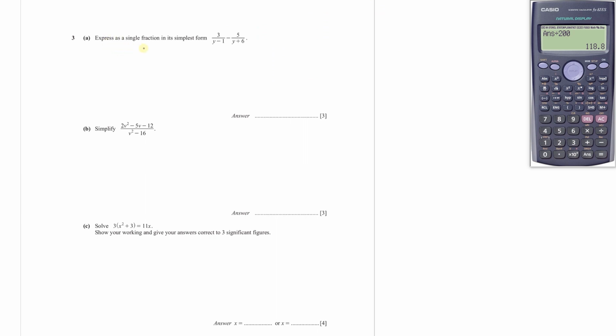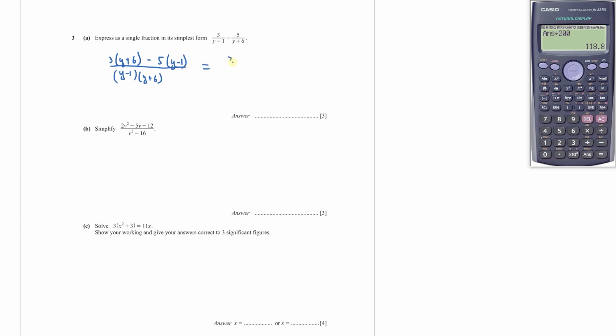Question 3 is express as a single fraction in its simplest form. So we will take the LCM here. The LCM will be y minus 1 times y plus 6. This y minus 1 was multiplied by y plus 6, so the numerator will be multiplied by y plus 6 as well, minus 5. This y plus 6 was multiplied by y minus 1, so this will be multiplied by y minus 1 as well.